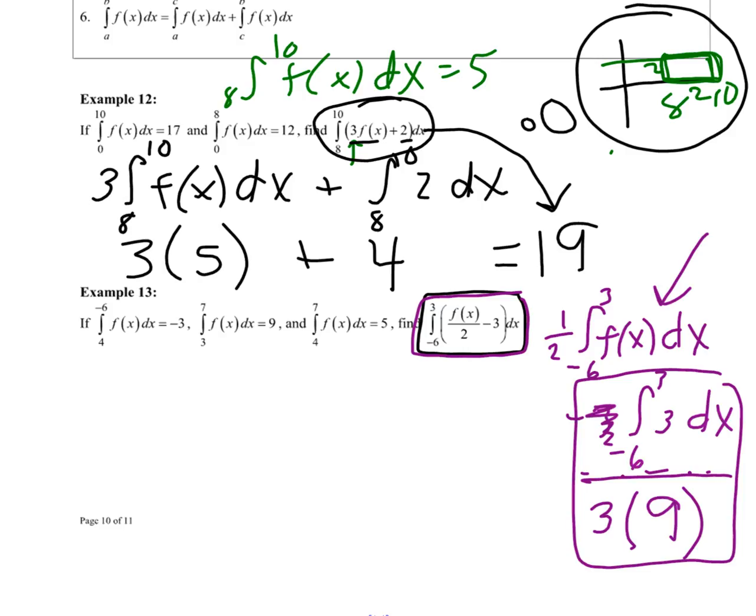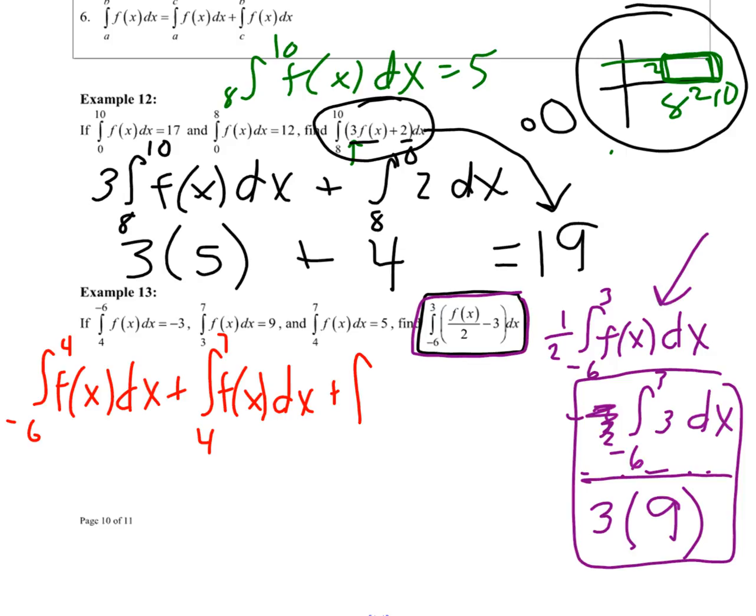All right, I need -6 to 3, so how am I going to get there? Well, it looks like this. If I go -6 to 4, and then 4 to 7, and then 7 to 3, that's going to be equal to the same thing as -6 to 3, which is what I need to figure out.